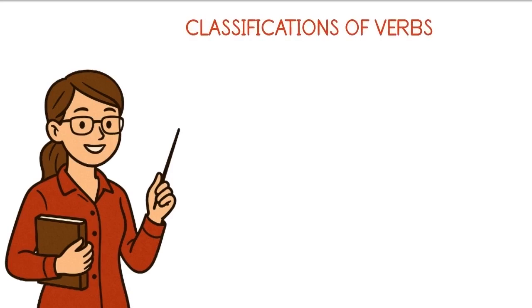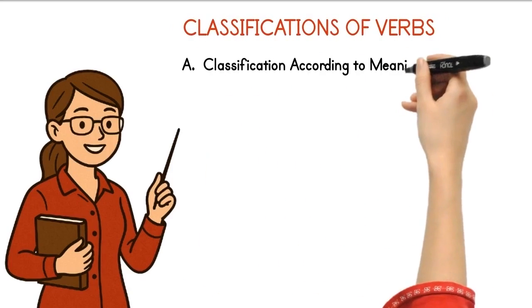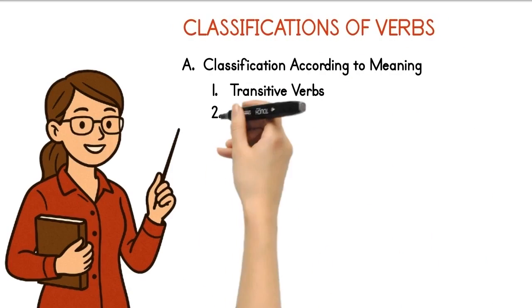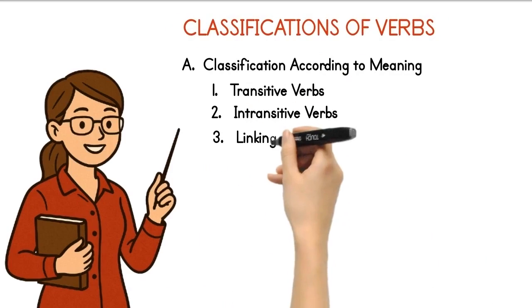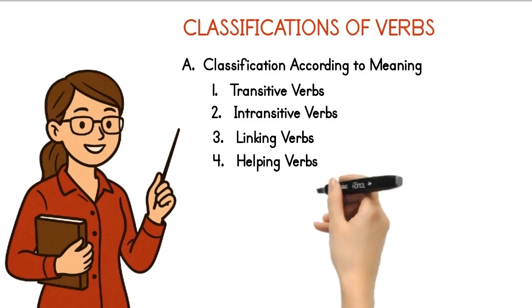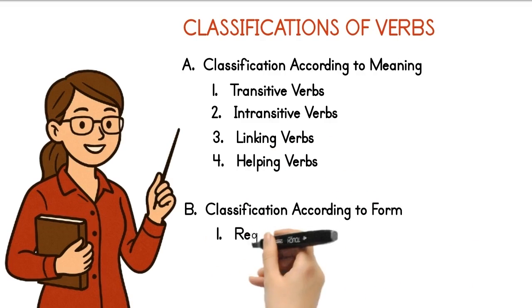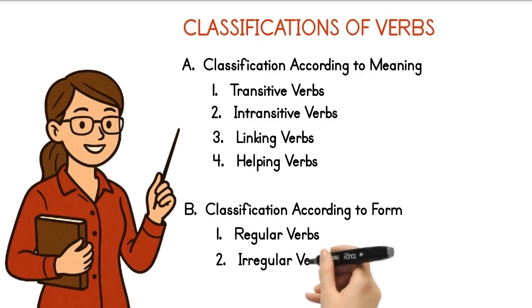The following are classifications of verbs. According to meaning, these are transitive verbs, intransitive verbs, linking verbs, and helping verbs. According to form, verbs are classified as regular verbs and irregular verbs.